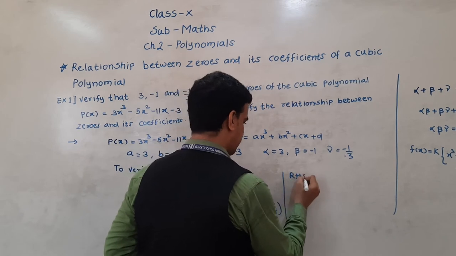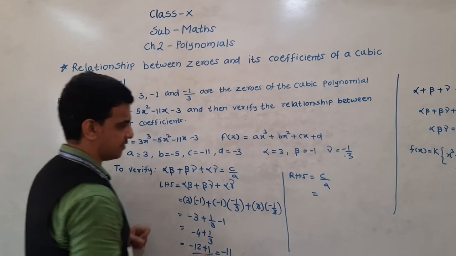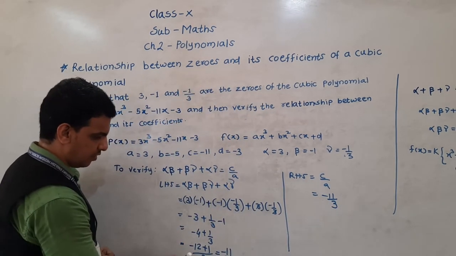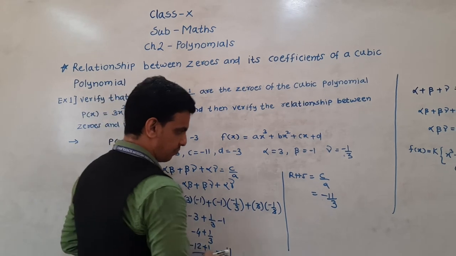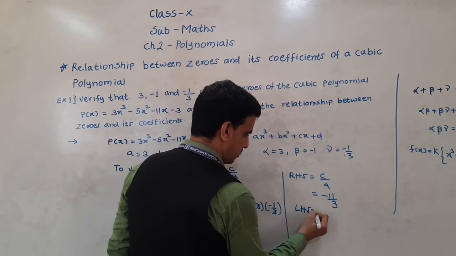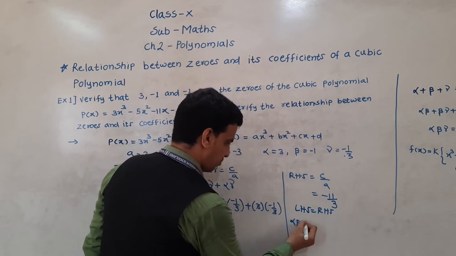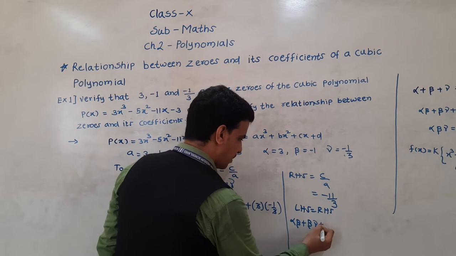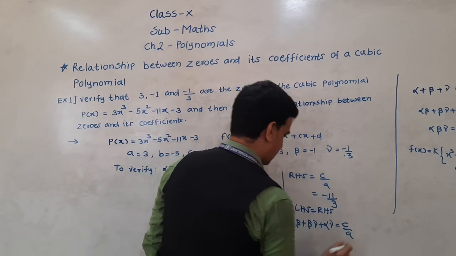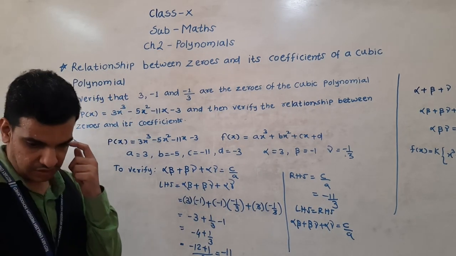So RHS is equal to c by a. The value of c is minus 11, so minus 11 by 3. So you can see here LHS is minus 11 by 3, RHS is also minus 11 by 3. Therefore LHS is equal to RHS, which means alpha beta plus beta gamma plus alpha gamma is equal to c by a.